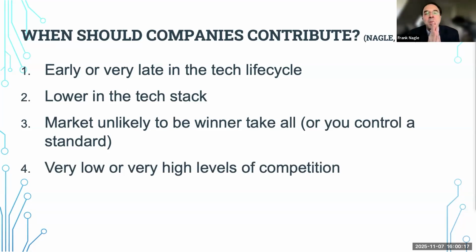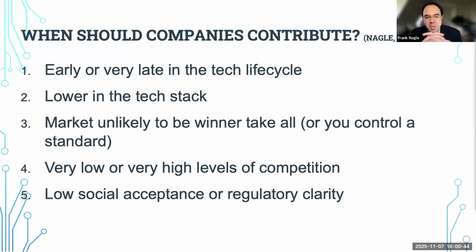Then fourth, when we think about the levels of competition in a particular market: at very low levels of competition, so there are not many competitors or not a lot of competition happening, or in markets with very high levels of competition, so there are tons of companies making the exact same thing, almost a commodity market at that point, we would expect in those 2 areas to see more collaboration, and less at the medium levels of competition.